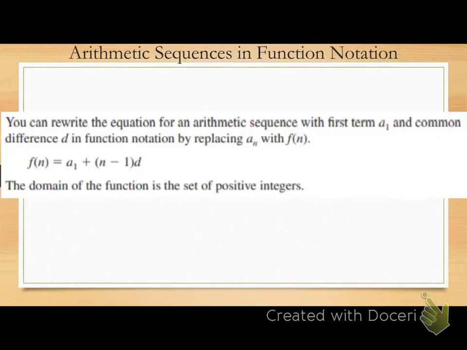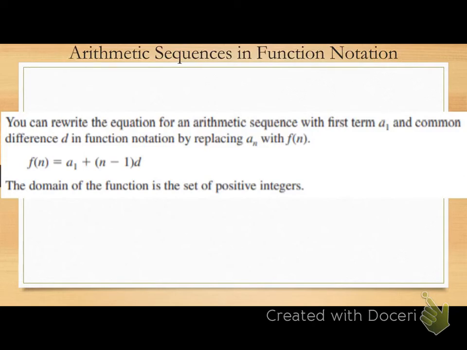Here we go. Another one. You can rewrite the equation for an arithmetic sequence with first term a sub 1 and common difference d in function notation by just replacing a sub n with f of n. So we take the a sub n out, replace it with f of n, and it is now in function notation. We do the problem the same way.